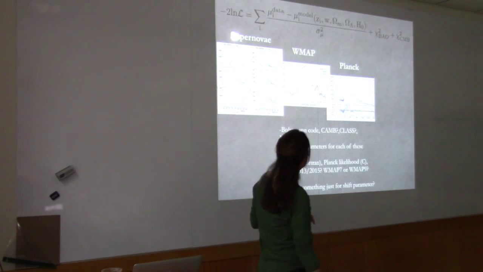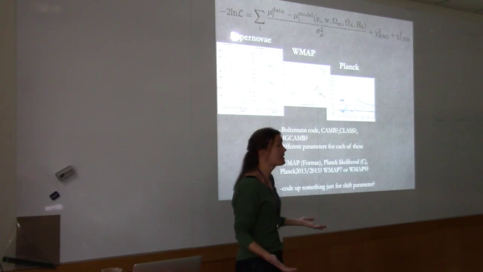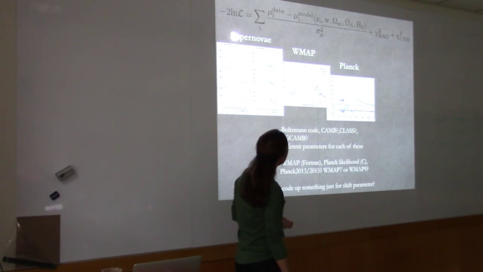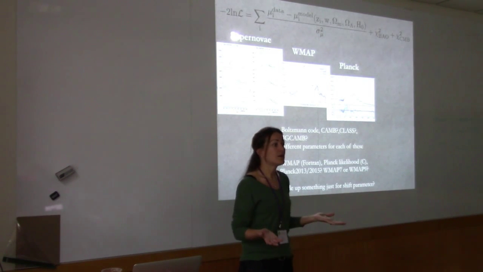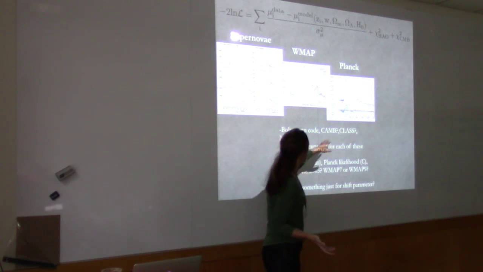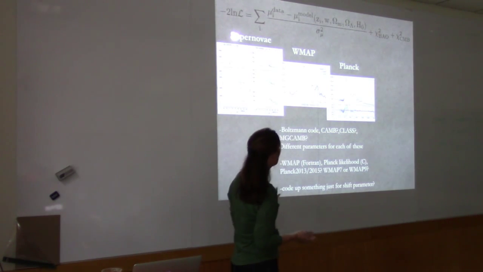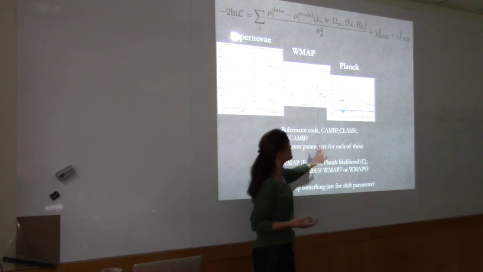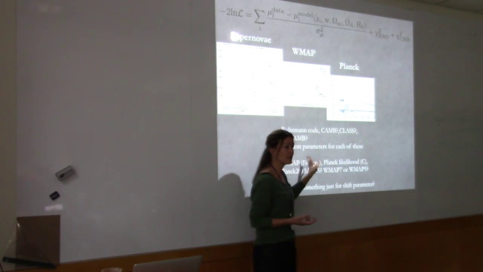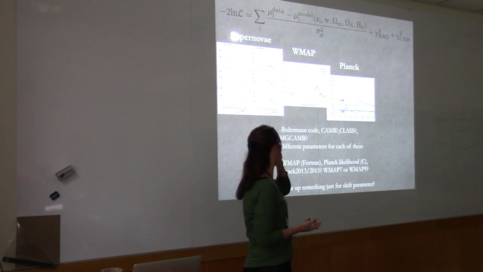The next section to think about is, well, you want to use the WMAP and Planck likelihoods. So now you need to think about, okay, well, what Boltzmann code do I use? There are several out there. There's CAMB, CLASS. Maybe you want to think about modified gravity models. There's MGCAMB. Different parameters for each of these, and each of these are all written in different languages as well.